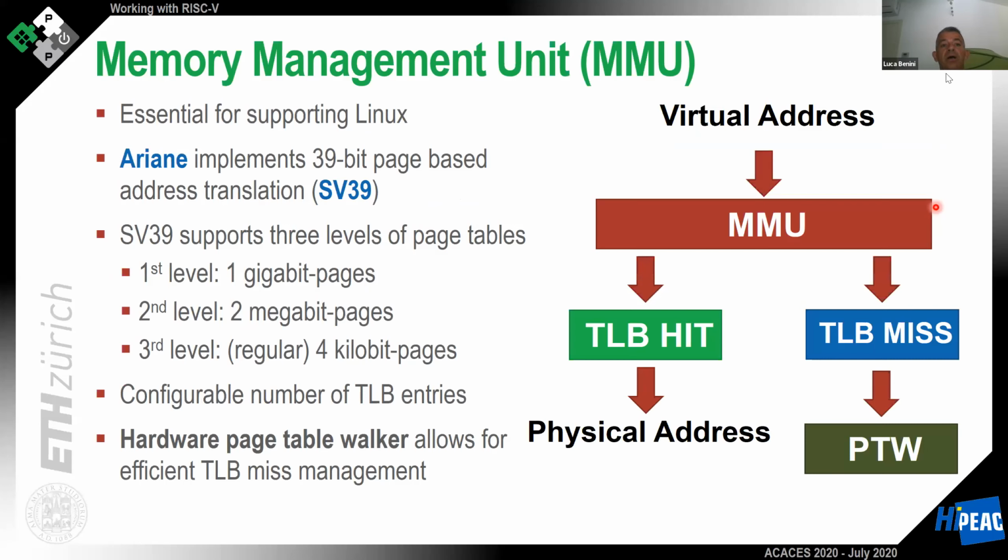So the memory management unit is very critical because it's in the way, as we have seen, for the critical path as well. And it has to support the multi-level virtual to physical address translation. So in RISC-V, we have several levels. So in Ariane, we support 3 levels of page tables, as shown in the slide. And we also designed the hardware page table walker to allow efficient TLB management.